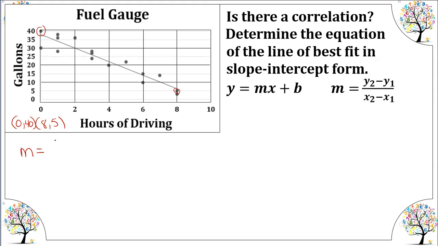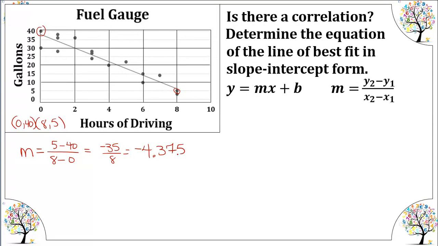Now let's find the slope. y2 minus y1 over x2 minus x1. This is going to give us negative 35 over 8. And let's just write this as a decimal. This is going to be negative 4.375, and I'm just going to write it as this.